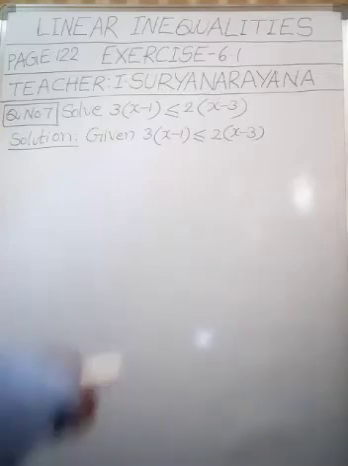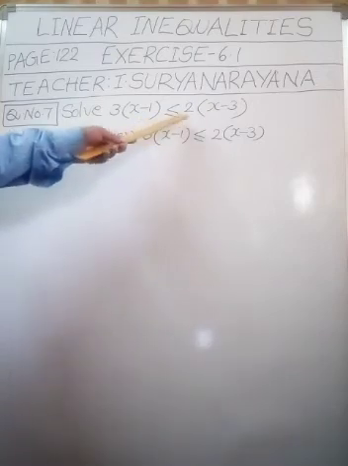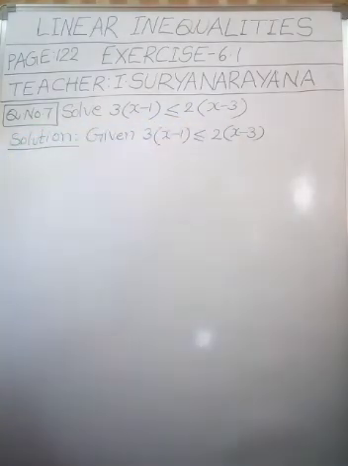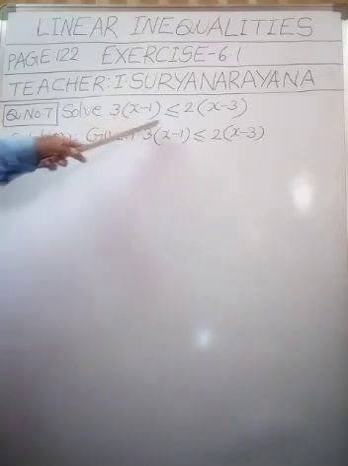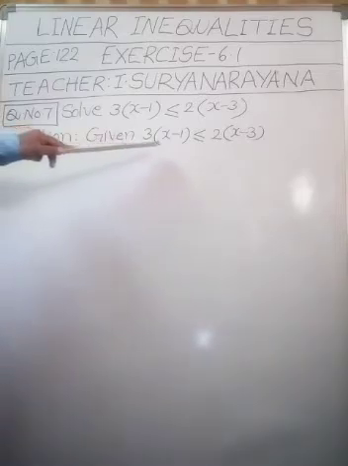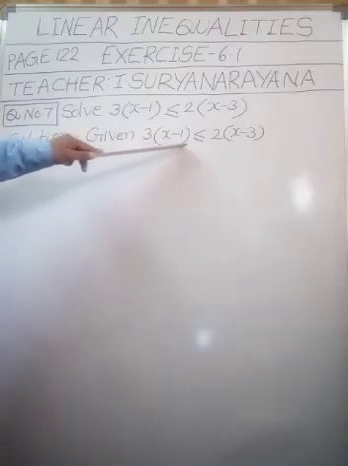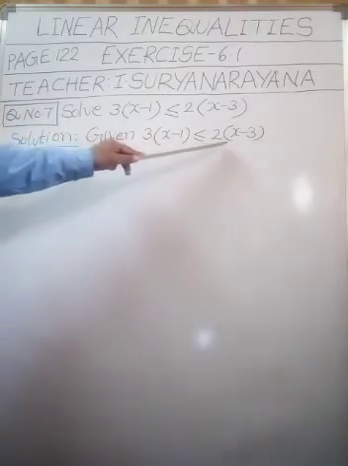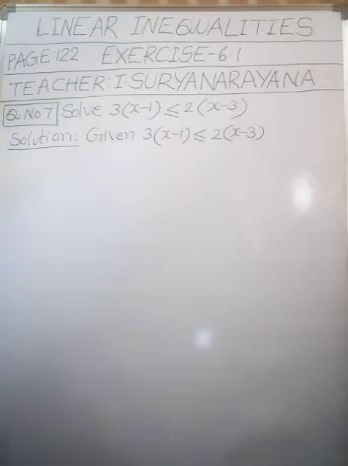Solve 3 into x minus 1 less than or equal to 2 into x minus 3. Okay, my dear children. This is the given inequality. We have to solve it. Come to the solution part. I have written the given inequality: 3 into x minus 1 less than or equal to 2 into x minus 3. Okay, my children? Right.